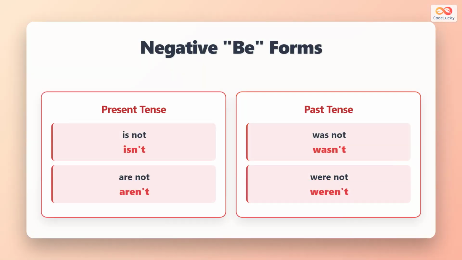Now let's look at the negative forms. In present tense, we add not to get is not, which becomes isn't, and are not, which becomes aren't. In past tense, we have was not, which becomes wasn't, and were not, which becomes weren't. Notice the apostrophe replaces the letter O in the word not.